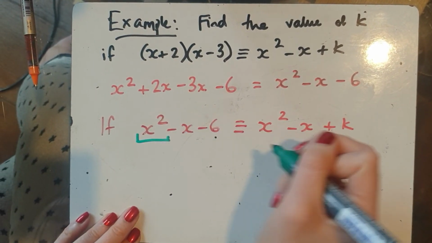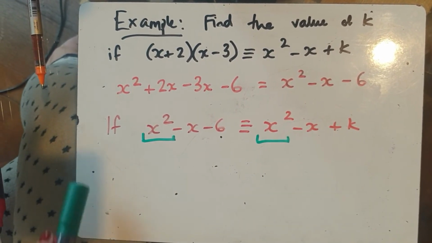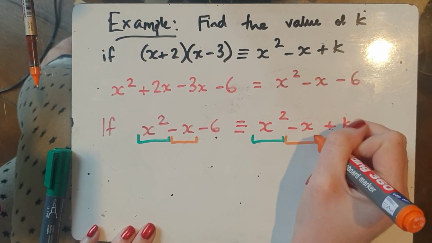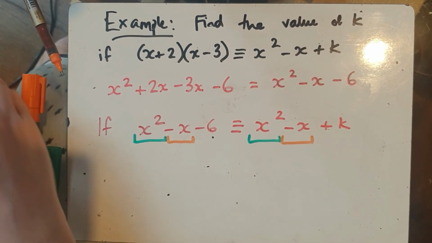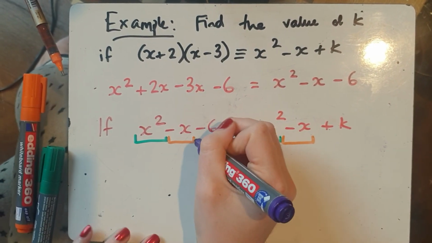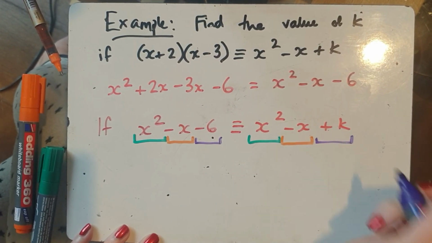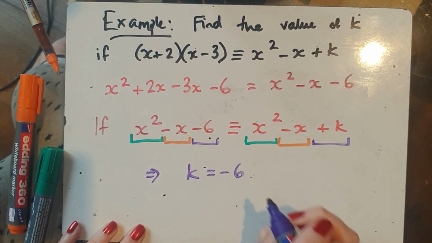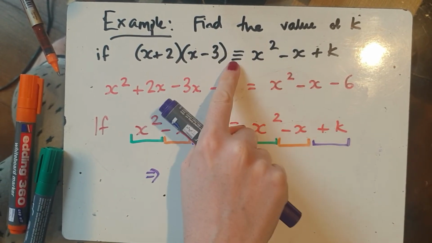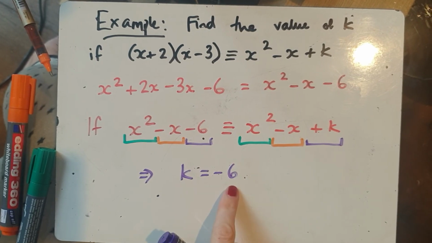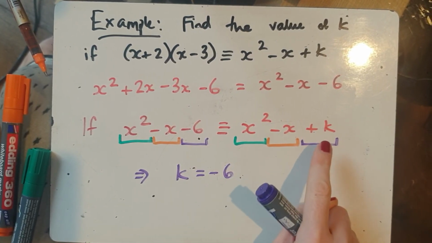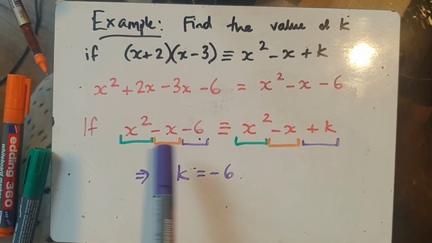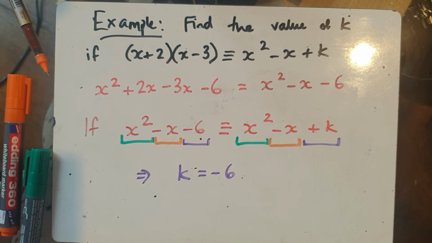I've got x squared on both sides. I've got minus x on both sides. So this negative 6 must be equal to this plus k, which means that k must be negative 6. For these two sides to always be equal, k must be negative 6. If k was something else, it would be an equation for us to solve, but for it to be an identity, it needs to be the same on both sides.